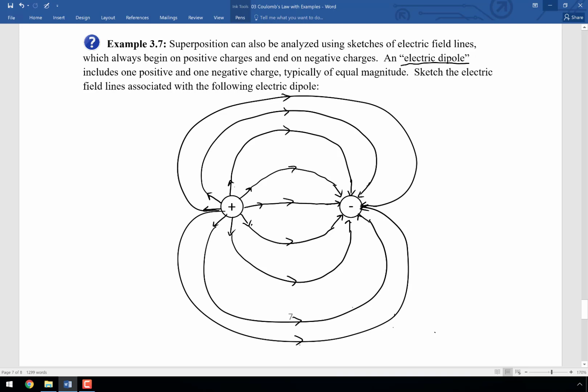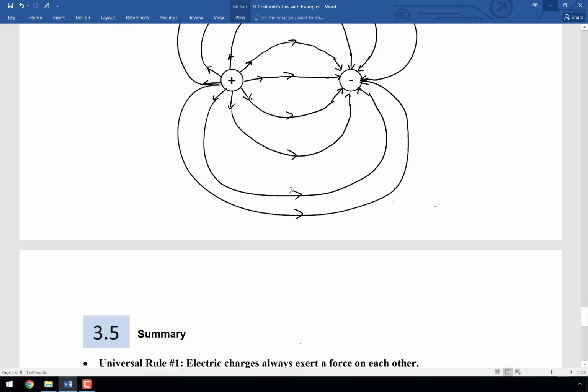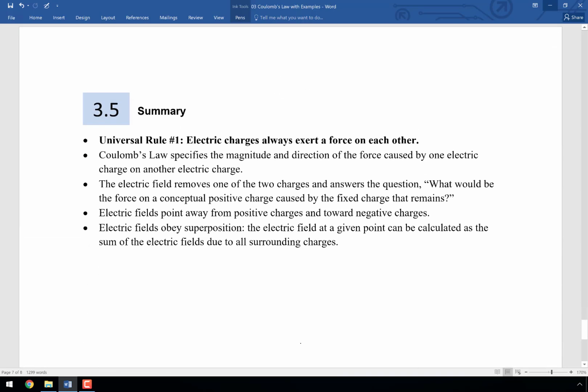And if you had a more complicated system with 3 or 4 or 5 charges, you could either sketch them, or we can see that MATLAB could be used to sketch what those electric fields would look like. So we covered a lot of ground today, but the most important thing we saw is universal rule number 1. Electric charges always exert a force on each other. If they're the same polarity of charge, it will be a repulsive force. Positive to positive repels, negative to negative repels. But if they're the opposite polarity, they'll attract. Everything else that we talked about built off of that.